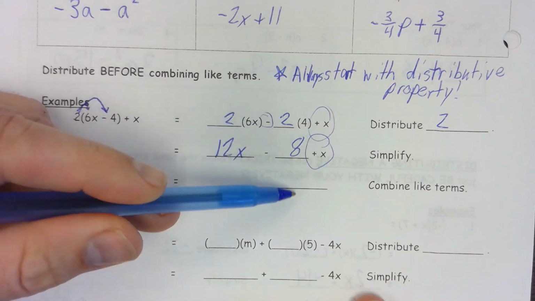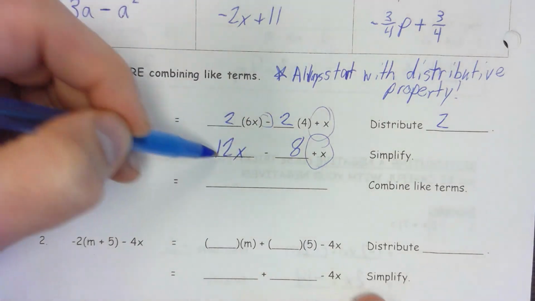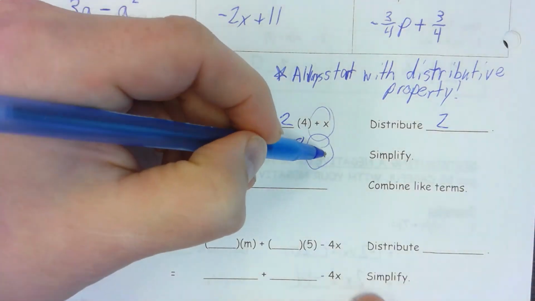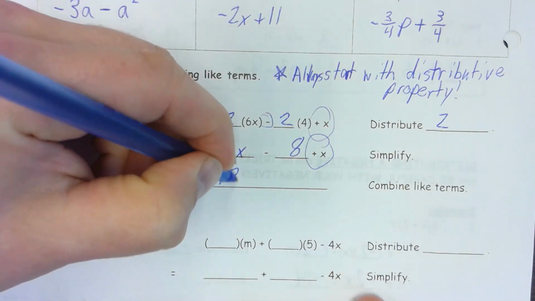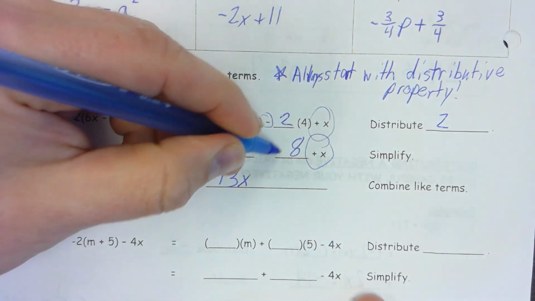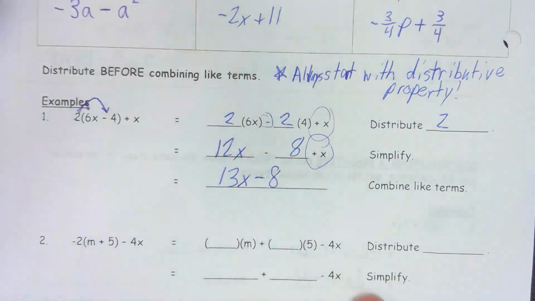And now we are going to combine like terms. So I've got 12 x's here plus 1 more x. Well, that gives me 13 x's. And I still have this minus 8.